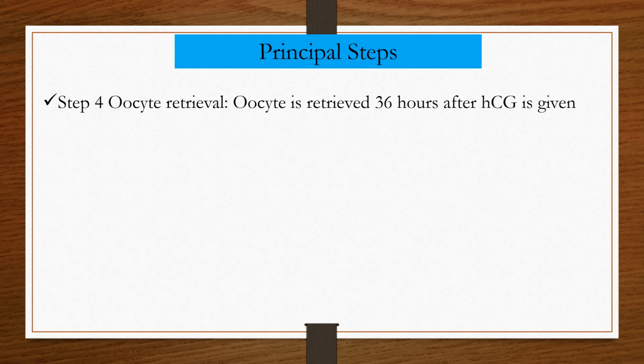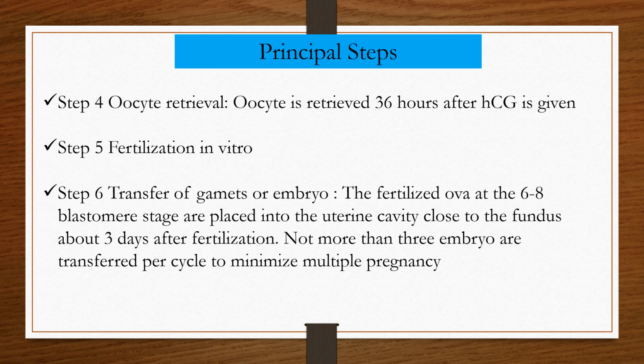Step number 4 is the oocyte retrieval. Oocyte is retrieved aseptically 36 hours after HCG is given. And step number 5 is fertilization in vitro. Approximately 50,000 to 1 lakh capacitated sperm are placed into the culture media containing the oocyte within 4 to 6 hours of retrieval.